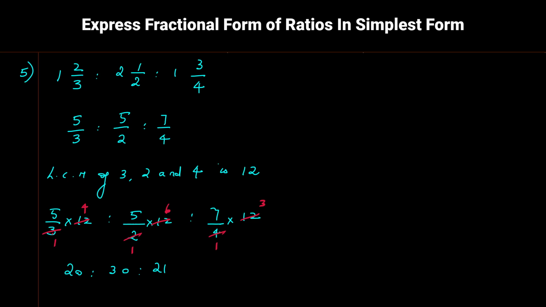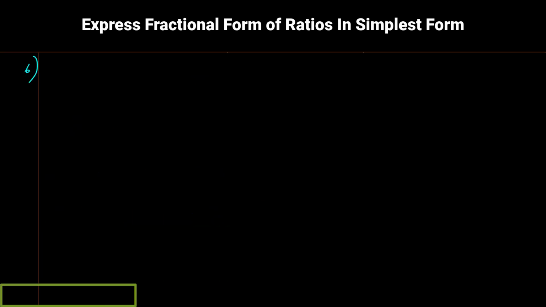Do these three numbers have a common factor? No. 20 and 30 are divisible by 5, but 21 is not divisible by 5. So this cannot be reduced further. So our final answer for the above given ratio is 20 is to 30 is to 21.